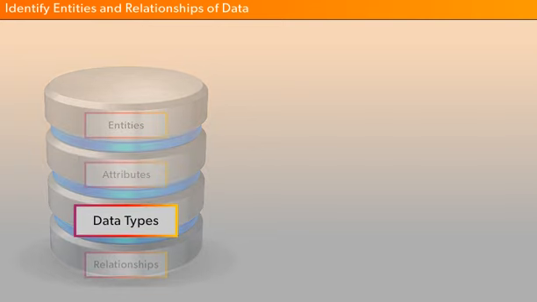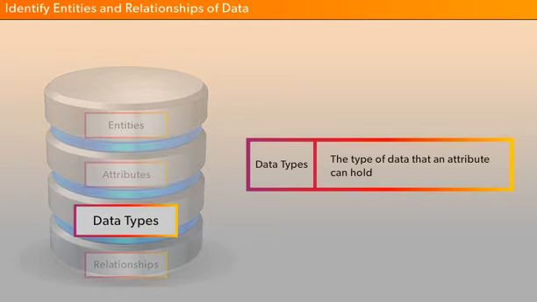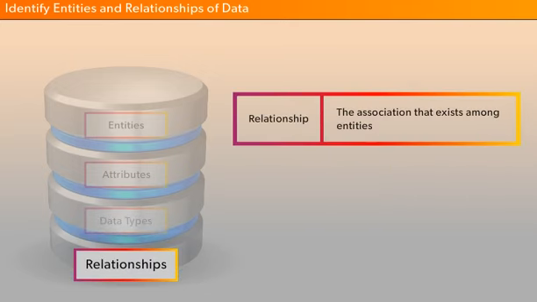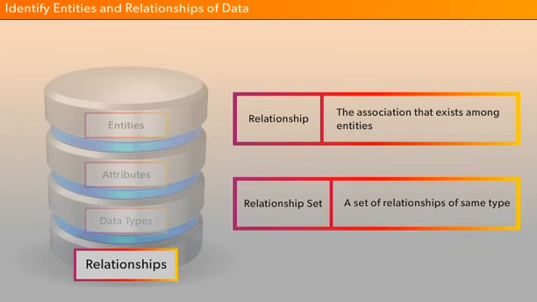Data types. A data type is the type of data that an attribute can hold. Relationship. A relationship is the association that exists among entities. Relationship set is a set of relationships of same type.